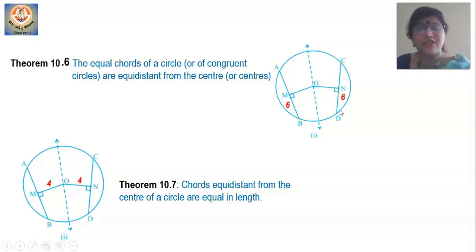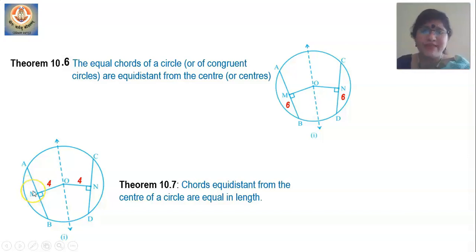Then in such a case, what happens? You will notice that they will be equidistant from the center. That means distance MO will be equal to distance NO. So given two chords equal in length, their distance from the center will also be equal. So if OM is 4 centimeter, then what will be ON? ON will also be 4 centimeter.